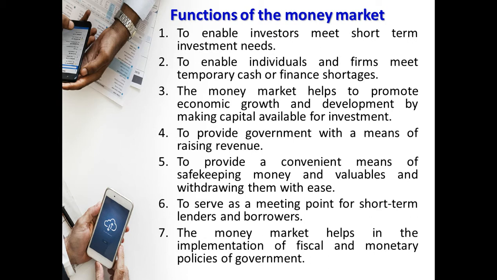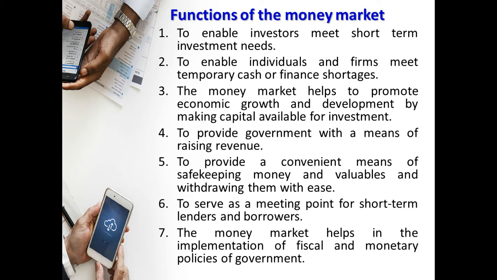Six, one of the major or primary functions of these banks is to provide short-term loans, so it allows borrowers and lenders to meet. The money market is also very helpful in implementing the fiscal and monetary policy of the government. When we talk about the fiscal policy of the government, we're talking about two variables: government expenditure and tax. And when we talk about the monetary policy of the government, we are talking about money demand and money supply.